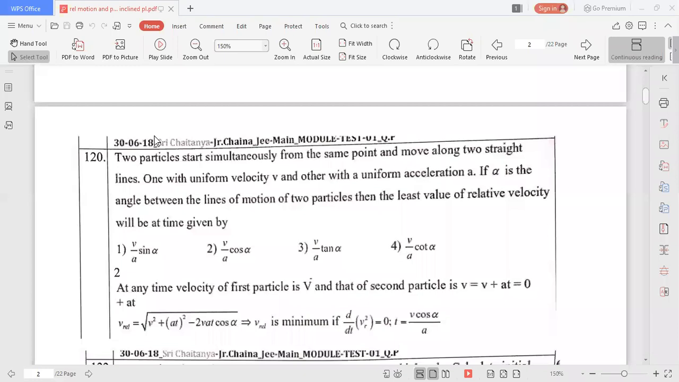Then t is equal to V cos alpha by a. So this is the time after which the magnitude of the relative velocity between the two particles becomes minimum. So V cos alpha by A is the answer. That is the second option, right? Next.